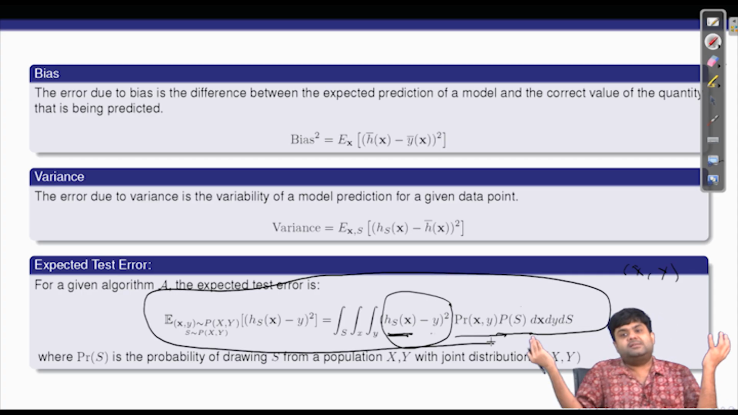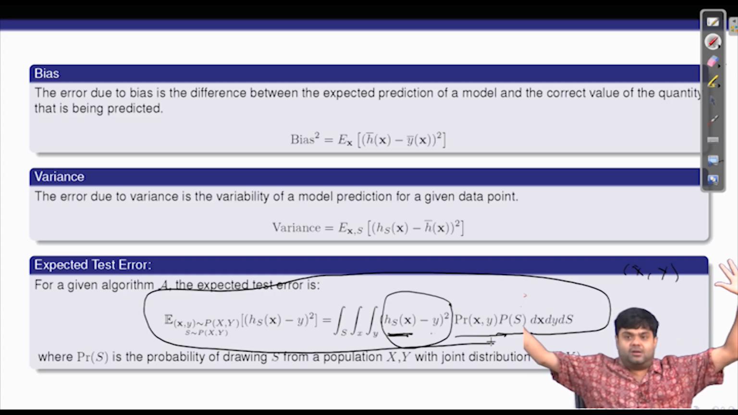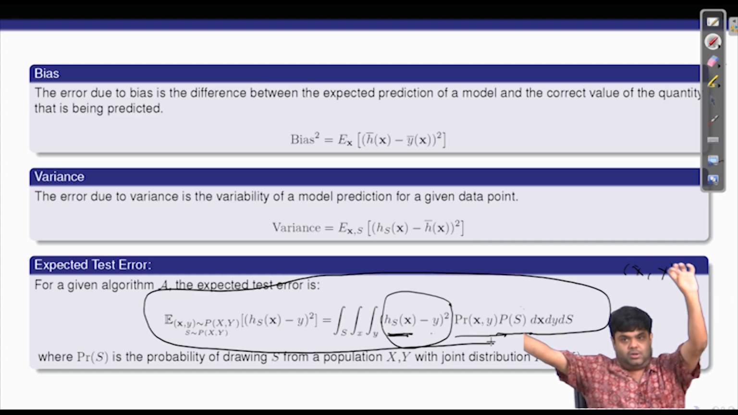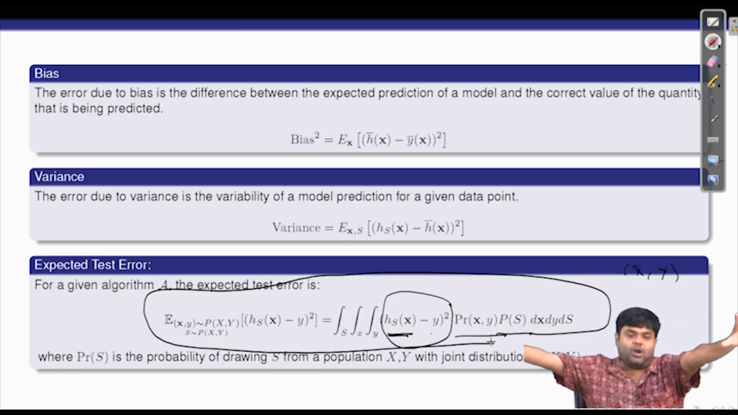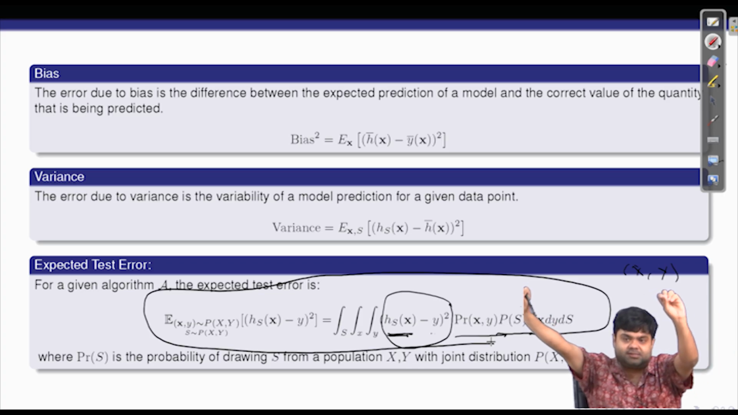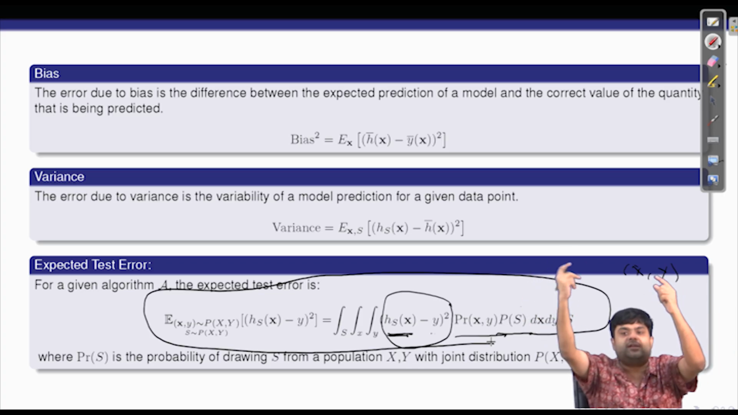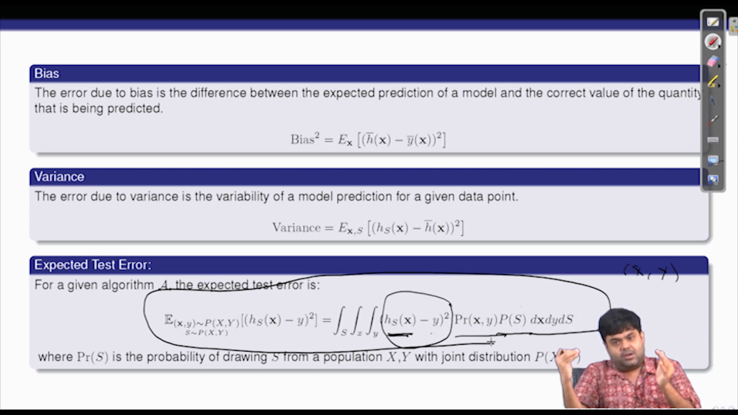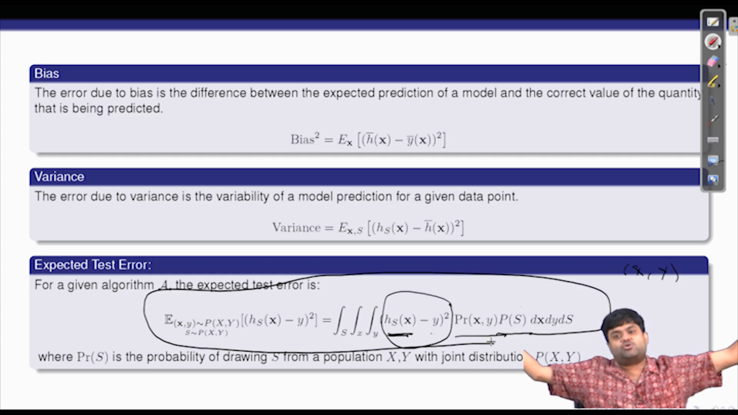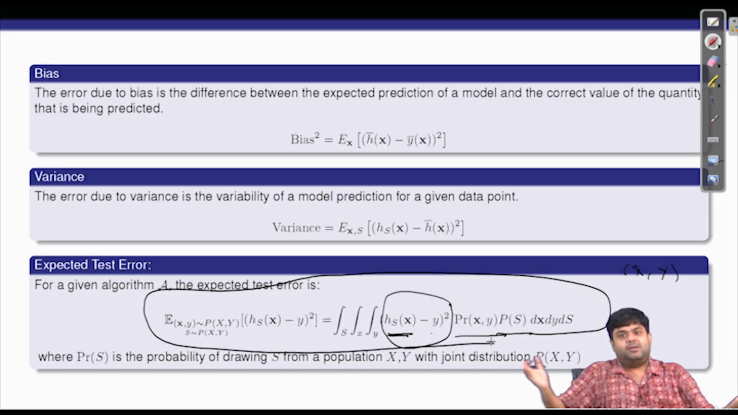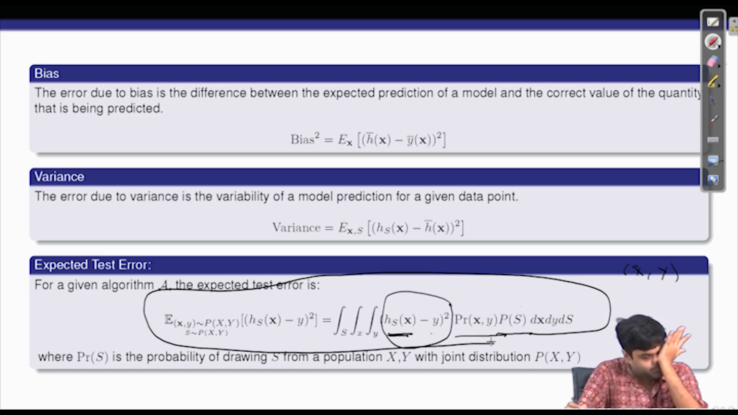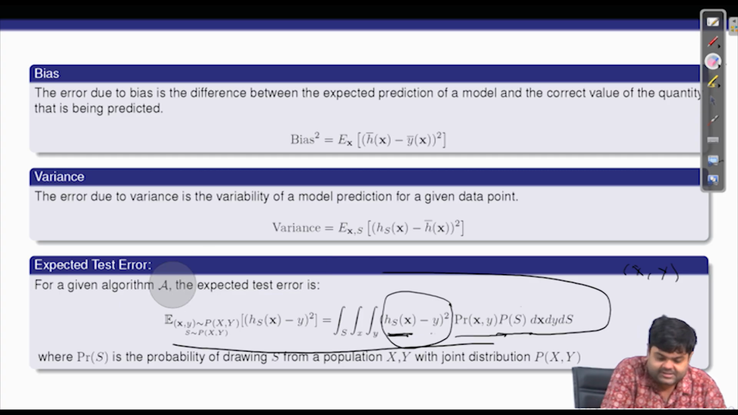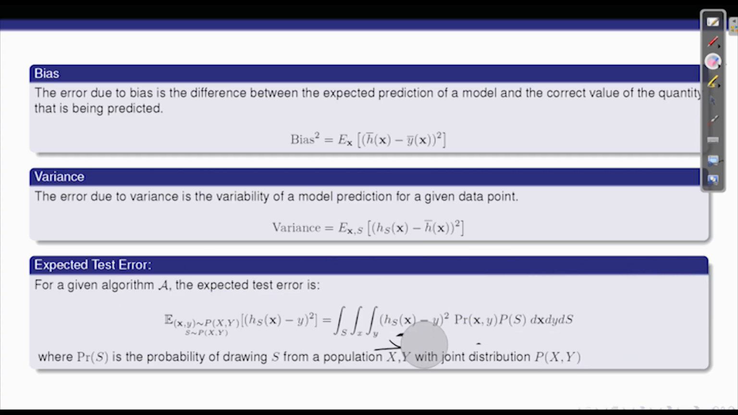So, basically this is the complete total error for the prediction rule. You take all possible samples and all possible population points. For all possible samples and all possible population points, you take the squared difference between the predicted value and the actual value, and then take the average over all possible population points as well as all possible samples. That expected value is called the expected test error.